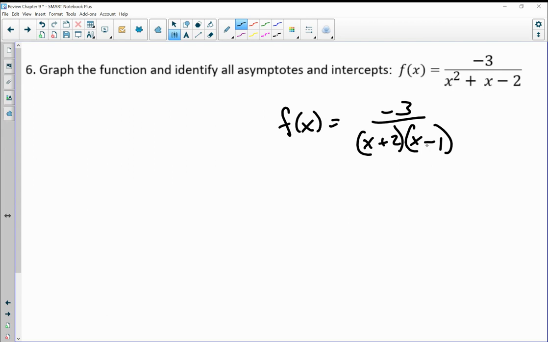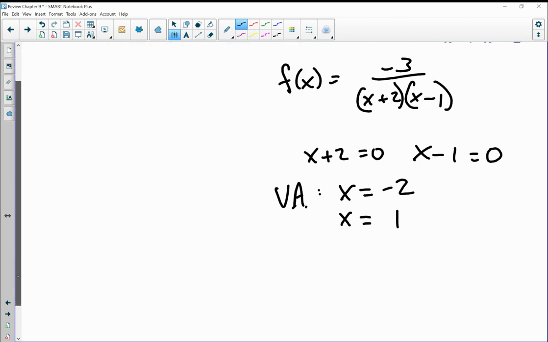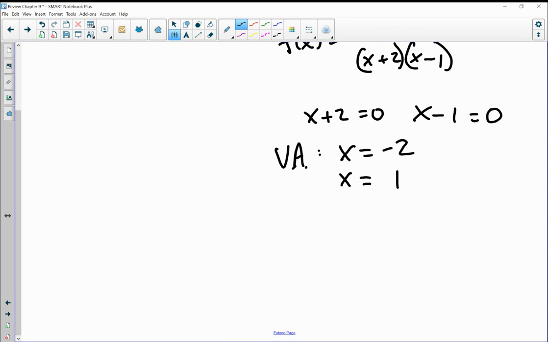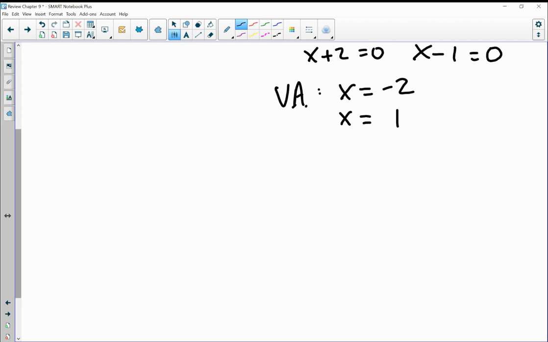Okay, so that means we have two vertical asymptotes here. Just set each factor equal to 0. So vertical asymptotes, x equals negative 2 and x equals 1. So now we have to keep track of the points that are around those two vertical asymptotes. Okay, so let's draw our graph.